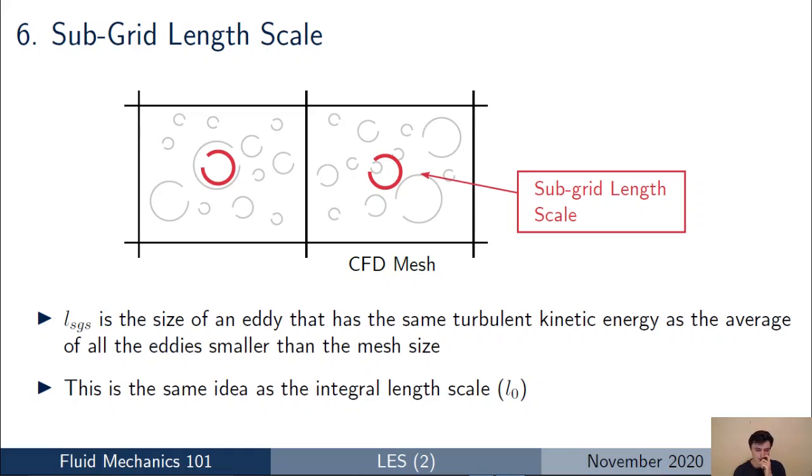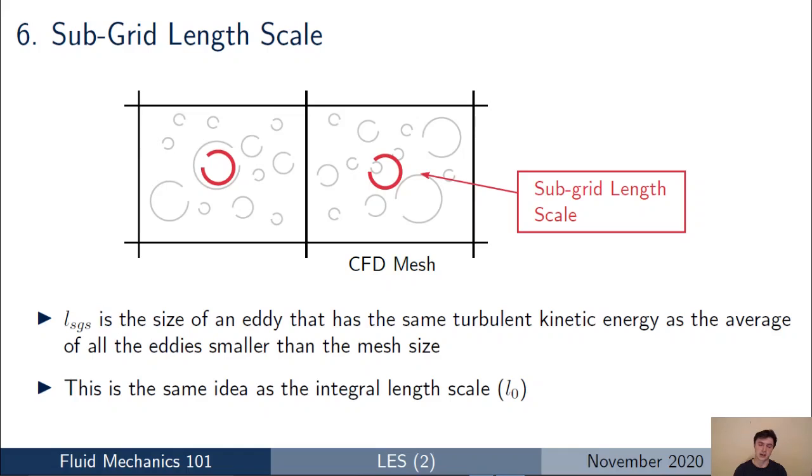And what we could do is define the size of an eddy that's representative of all of the eddies within that cell. And the size of that eddy is representative of the size of an eddy that has the same turbulent kinetic energy as the average of all of the eddies within that cell. So if you look at the eddy which I've shown for you there in red, it's about a medium-sized eddy. That's what you would physically expect. And that's because, of course, the eddies that are larger than this will have more kinetic energy and the smaller ones will have less kinetic energy.